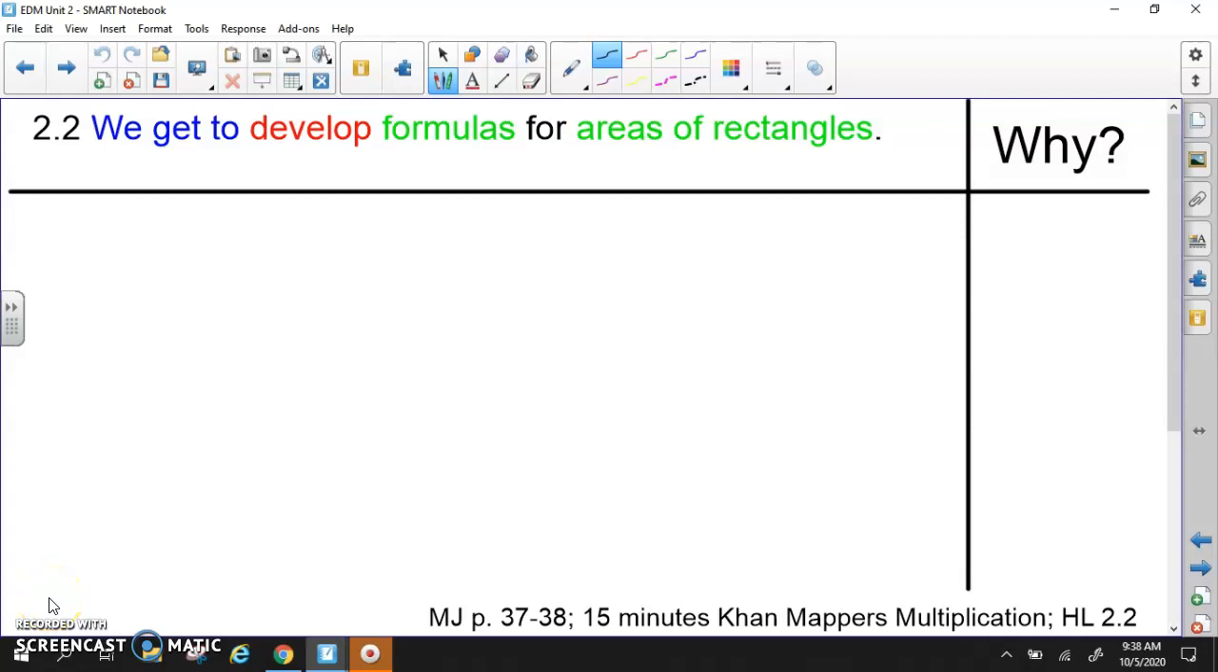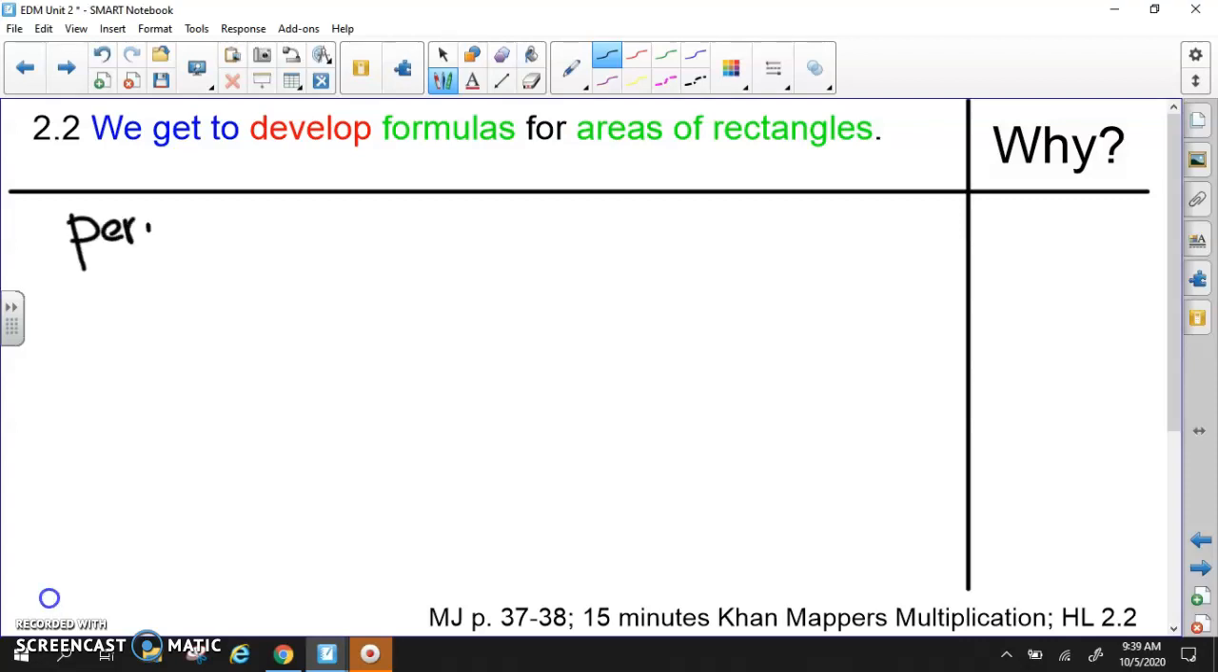Today we're working on 2.2, where we get to develop formulas for areas of rectangles. Who remembers what a formula is? Yes, it's a number model. So we're going to have a number model, okay? Last week we worked on perimeter, and perimeter was much different. Sometimes, always, fourth graders get perimeter and area mixed up, okay?